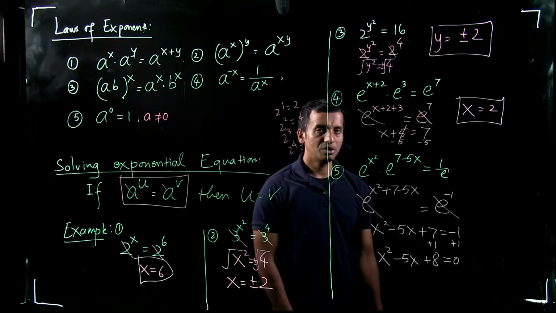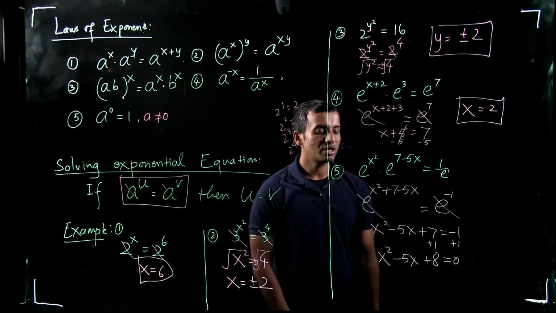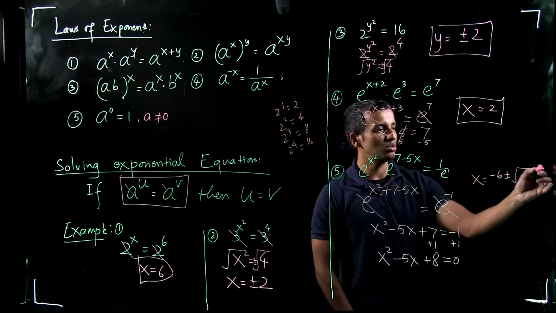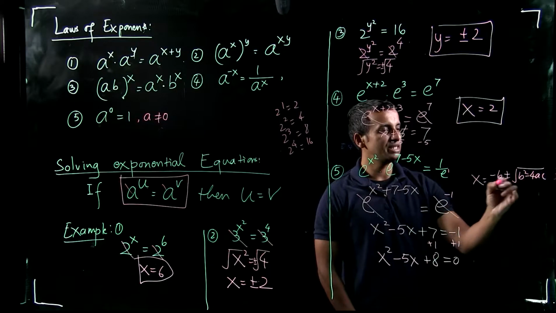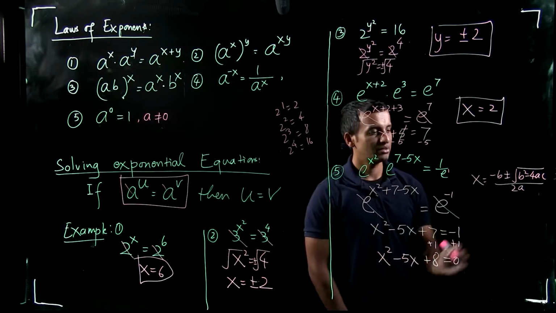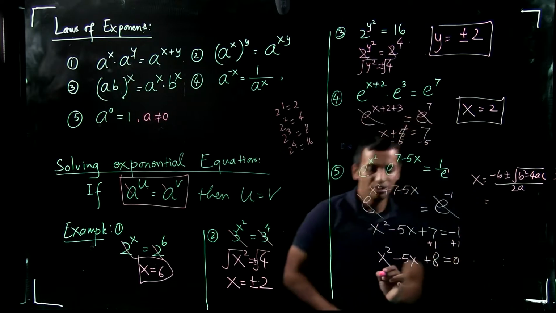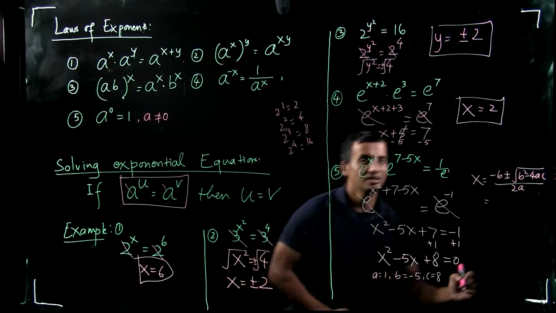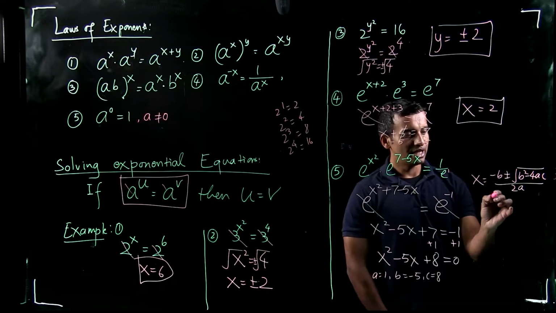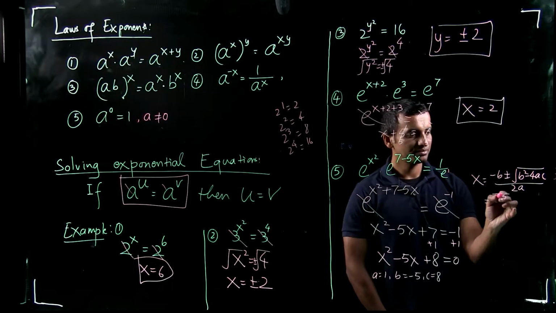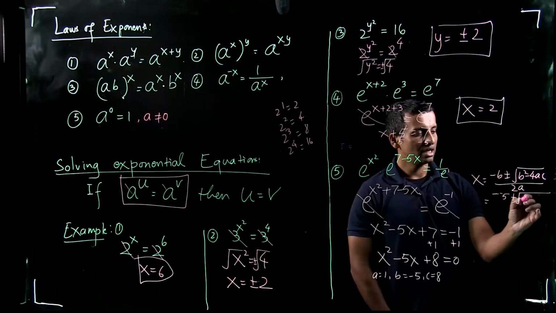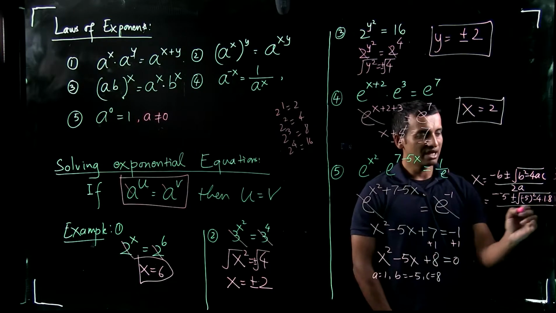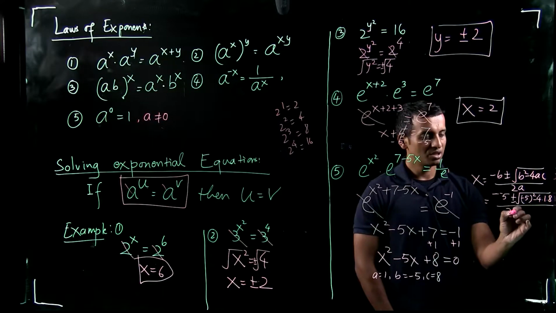Make sense? Now what do you do? This is a quadratic equation. Now use the quadratic formula. So x equals minus b plus minus square root of b squared minus 4ac, divided by twice a. Okay, so what is b? b is negative 5. So here a is 1, b is negative 5, c is 8. Okay, so negative of negative 5, plus minus square root of negative 5 squared minus 4 times a is 1, c is 8, divided by, what do you get? 2 times 1.